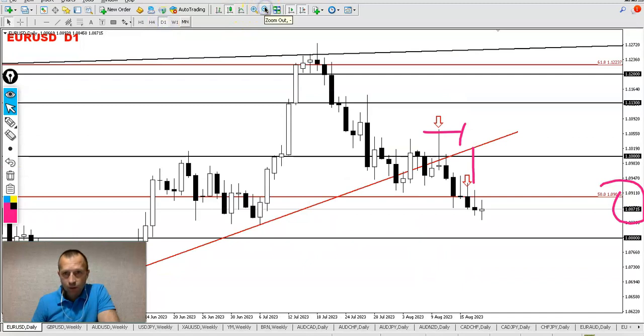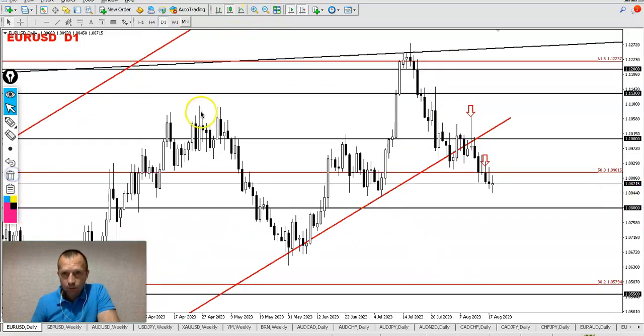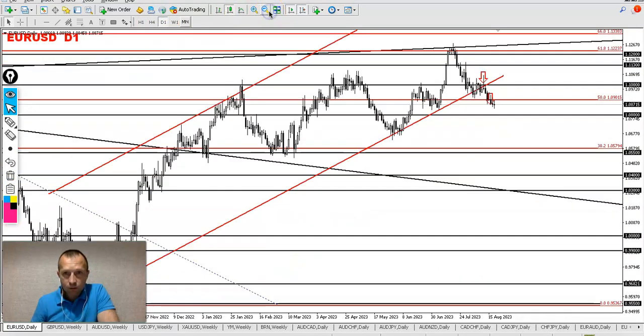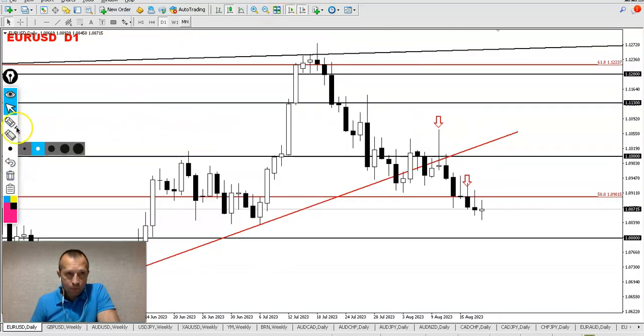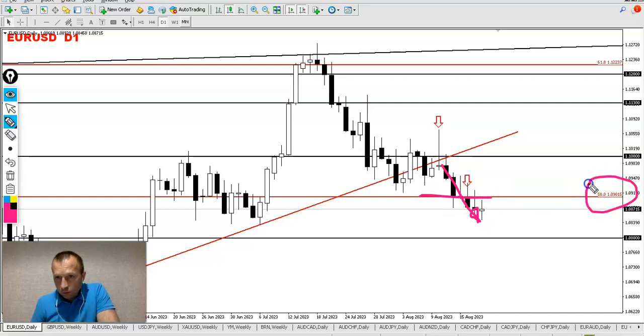Let's switch to the daily. On the daily, you remember this ascending channel which I discussed. And now this ascending channel was broken as well. You can see here it was broken, then a retest. On this candle it was retested, and then continuation to the downside, and we closed below 50% Fibonacci retracement from, I believe, monthly time frame.